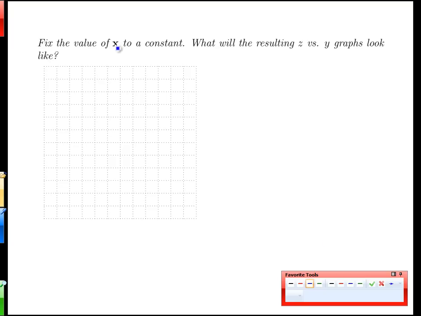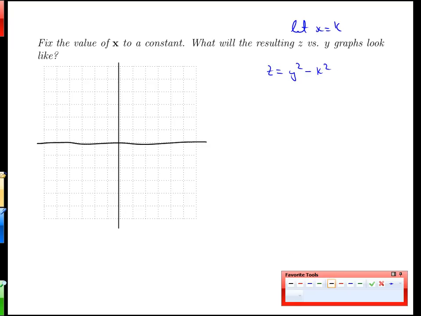All right, so let's set x to a constant. Let x equal k. That's going to turn our function into y squared minus k squared. So if we try to sketch that out here, be very careful with labeling your axes. All those years of being trained to label your axes, this would be the wrong label, is going to come and bear fruit right now.